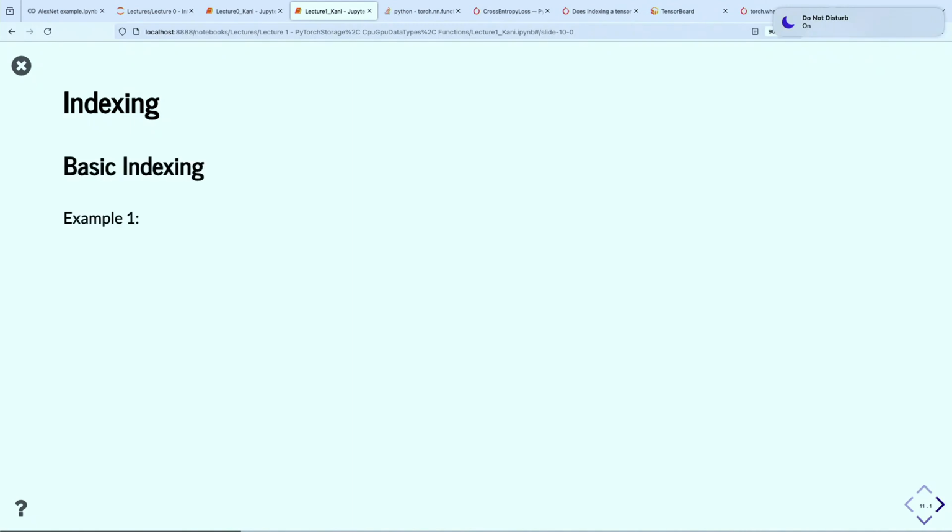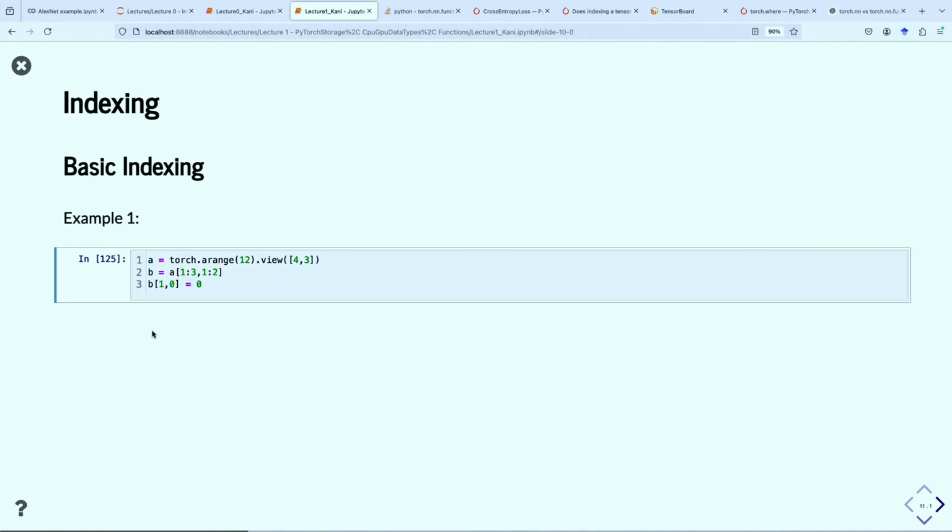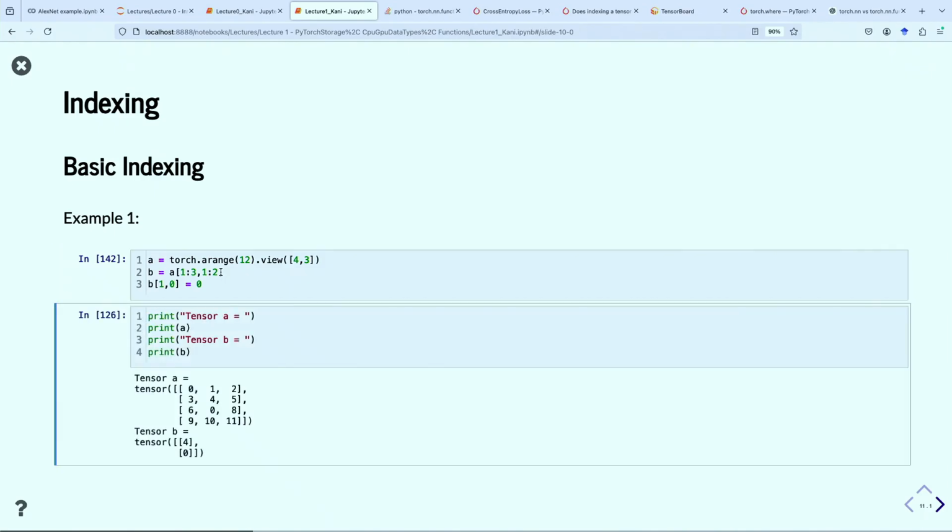So indexing. Let's talk about basic indexing. We got a torch tensor, and we want to take a slice of it, as we saw in one of the earlier examples. That's pretty simple. We take a slice of B. What do we take? We take the 2 rows, the 1 and 2, and we take the 1 column. That would be B, equal to this matrix here. Yep, that makes sense. A 2 by 1 matrix.